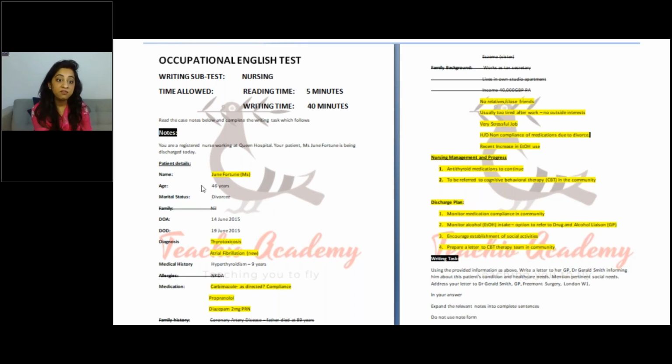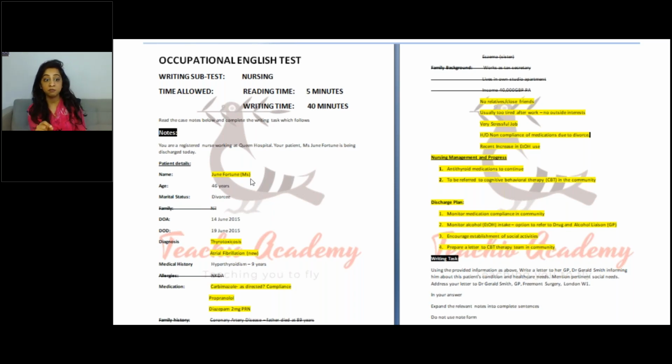So what we've done is we've highlighted this patient's salutation. So this was MS June Fortune. So they've given you a salutation for this patient. What salutation means is that some people want to be addressed by a certain salutation. So some women like to be addressed as Miss, some like Mrs, some would refer to themselves as MS. So in this case, you know that the patient wants to be addressed as MS. So I've highlighted that and made sure that I would use that in the body of my letter.